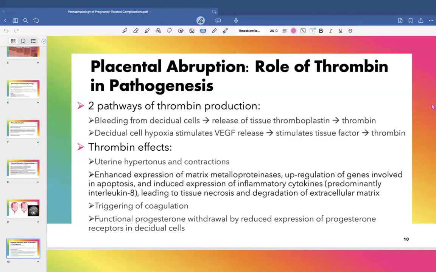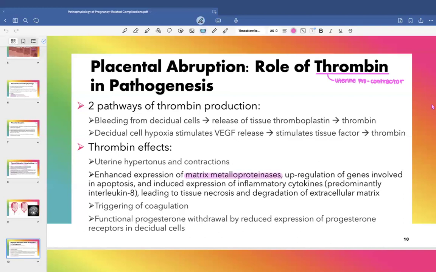It's going to also increase what we call the matrix metalloproteinases. These are enzymes that break down part of the matrix in there. It's also going to upregulate some of the genes triggering apoptosis of some of the cells and stimulate cytokine release, especially IL-8. What that's going to lead to is more necrosis and degradation within that intracellular matrix, and it's going to trigger the coagulation.